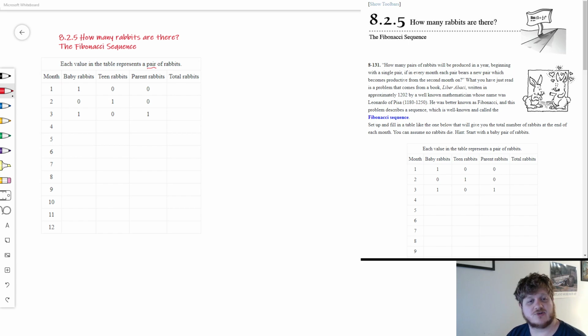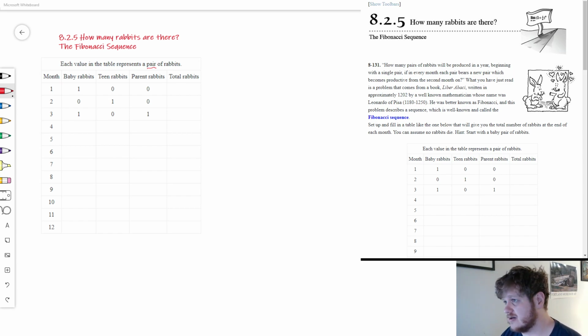And he had this idea of talking about a situation where you start off with a pair of baby rabbits. It takes a month, 2 months for the rabbits to mature. And then each month, the adult rabbits will continue to produce baby rabbits. And so with this, we have a table that we're going to fill out to recreate the Fibonacci sequence.